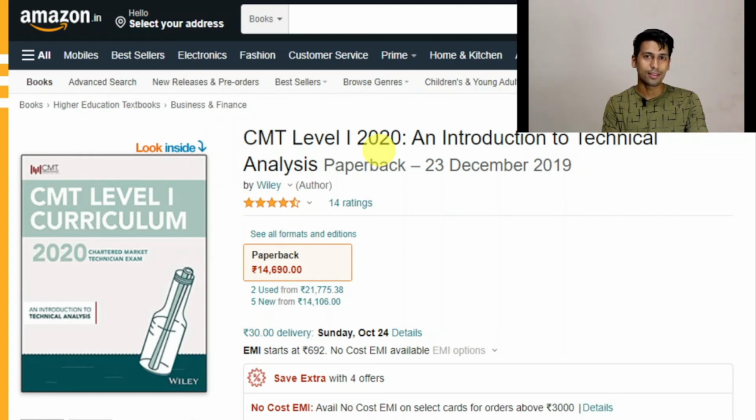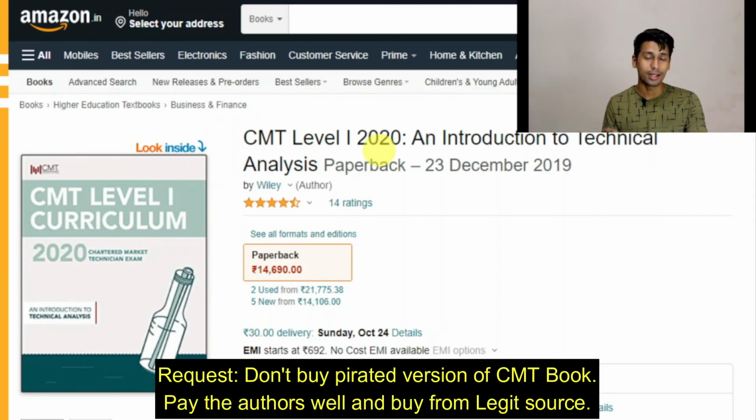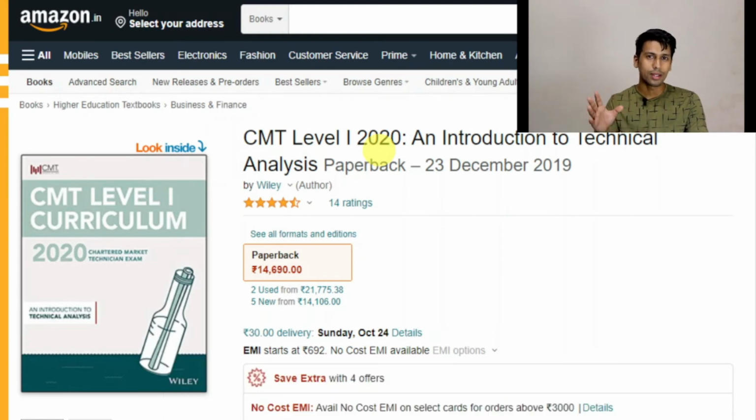And many people ask me to please give them the PDF version of the book for free, the pirated version. To those people I want to say that I don't give any pirated version books. I don't have any pirated version book, and I would recommend you to buy the book online or from anywhere else, but please pay the author. Whoever is writing, please pay them well.